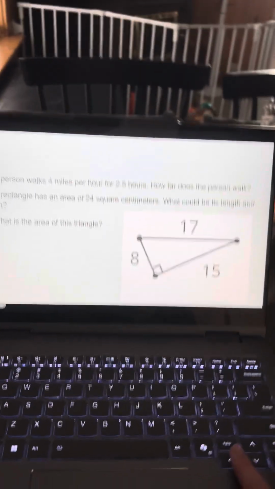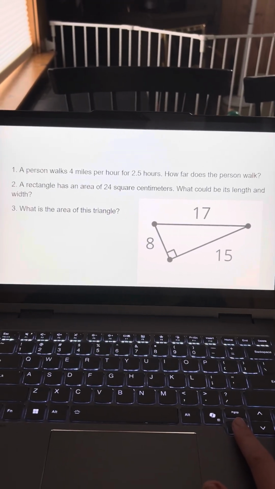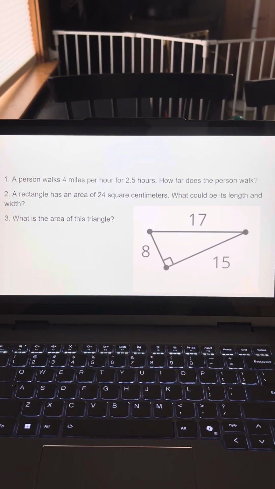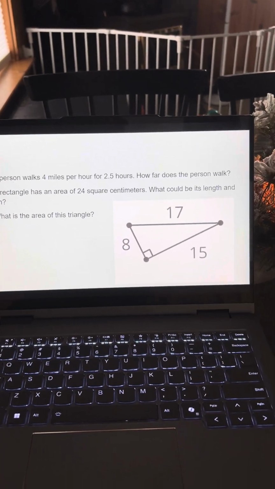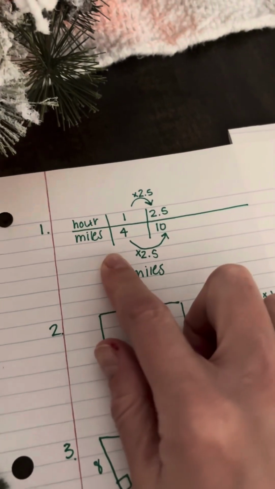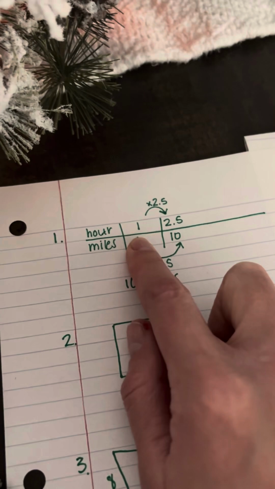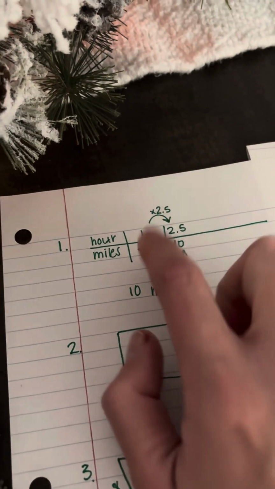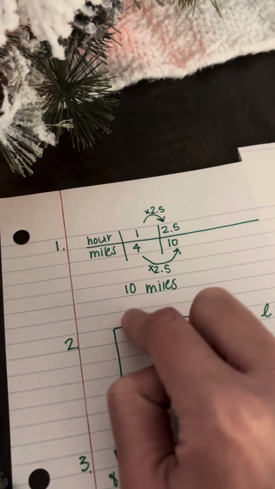So this one, I would have walked the students through these questions, solving them. So let's do number one. A person walks 4 miles per hour for 2.5 hours. How far does this person walk? Well, we can make a ratio table. So if they walk 4 miles in 1 hour, to get to 2.5 hours, I multiply 1 times 2.5. So I'm going to do that again on the bottom. 4 times 2.5 gives me 10 miles.